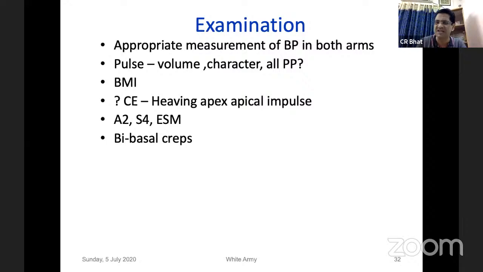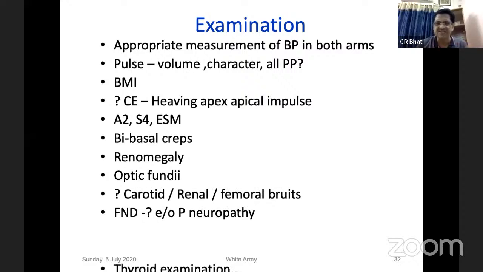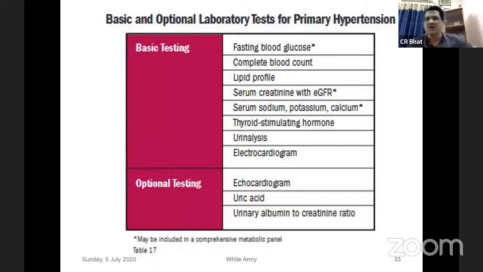Auscultate carefully for the second heart sound, fourth heart sound, ejection murmur, crepitations, renomegaly, optic fundi, carotid or renal femoral bruit, thyroid examination, all those things. Now, with the clinical examination, you have the basic and optional laboratory tests in the evaluation of primary hypertension. Blood glucose is mandatory, complete blood count is mandatory, lipid profile is mandatory for the beginning of the diagnosis of hypertension. Serum creatinine with the estimated glomerular filtration rate is also mandatory to begin with the diagnosis of hypertension and to find out the complications as well. Sodium, potassium, thyroid stimulating hormone, TSH, urine analysis to find out proteinuria, electrocardiogram. These are all mandatory tests for the diagnosis of hypertension, to find out the target organ involvement or damage, or the pointers to the secondary causes.